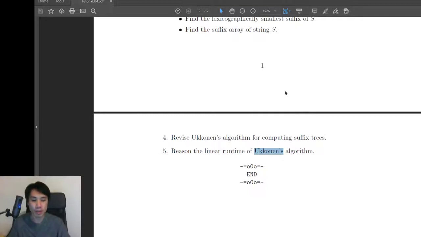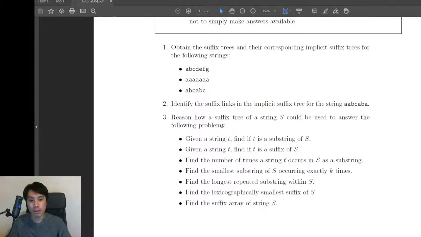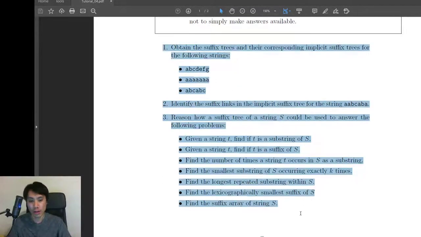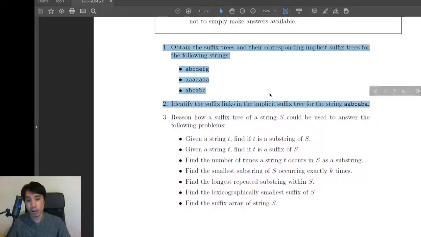But once again, I'm not here to be giving you your answers. I'm not here to solve it. I'm just helping you to understand what is happening with your tutorials and hopefully help you understand your tutorial answers. So we are only left with question 1, question 2, and question number 3. Question 1 and question 2 are somewhat similar.